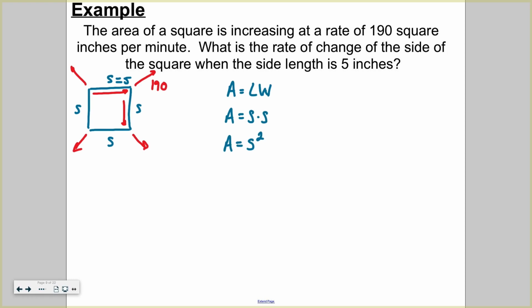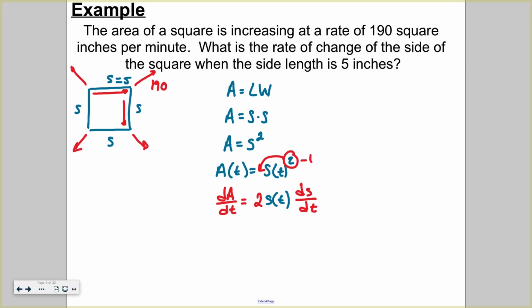Alright, so now we just have to figure out which of these variables change. Well, in this case, both the area is changing and the length of the side is changing. So we can rewrite those both as functions of t, not 2. Sorry about that. And now I can take the derivative. So we're going to have the derivative of the area with respect to t, and that's going to equal 2 times s of t times ds over dt. Because remember, we needed to use the power rule to move the 2 to the front. We subtracted 1 from the exponent, and then we multiplied by the derivative of the inside.